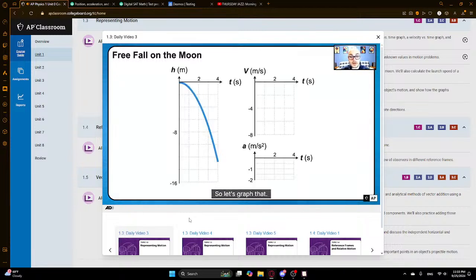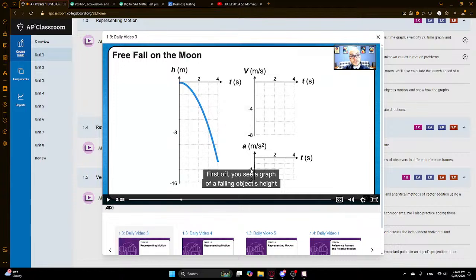So let's graph that. First off, this is the height. You see a graph of a falling object's height as a function of time. Because there's a constant negative acceleration, this is the velocity, or this is acceleration. But acceleration will always stay constant. In free fall, acceleration is constant. So this is a constant.